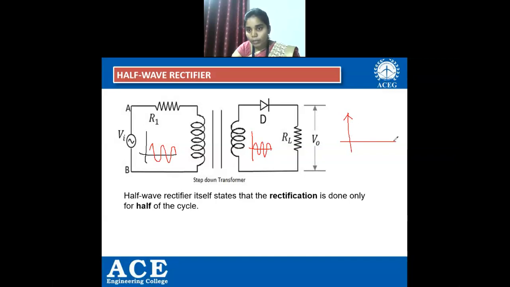What I mentioned here, a half wave rectifier will conduct for only half cycle and it will not conduct for the remaining cycle. Yes, that is what I am drawing here. It is conducting for the positive half cycle and it is not conducting for the negative half cycle. For positive it is going to conduct, and for negative it is not going to conduct. How and why it is happening, we are going to see now.